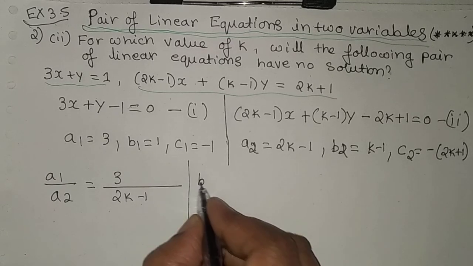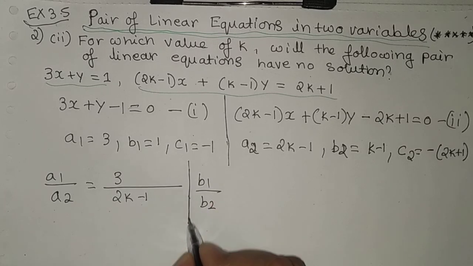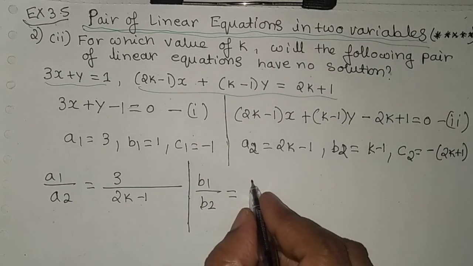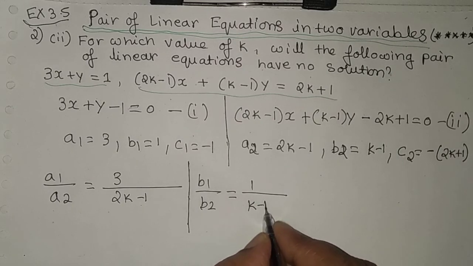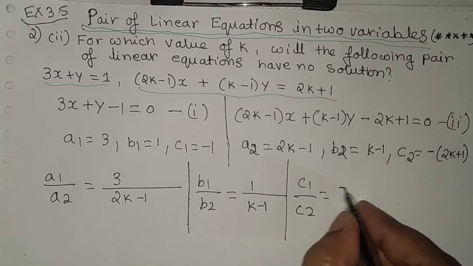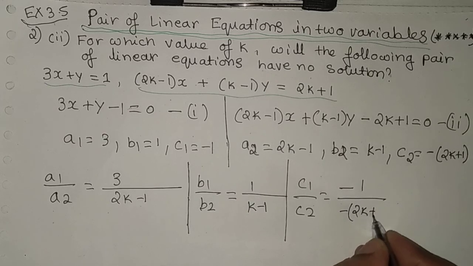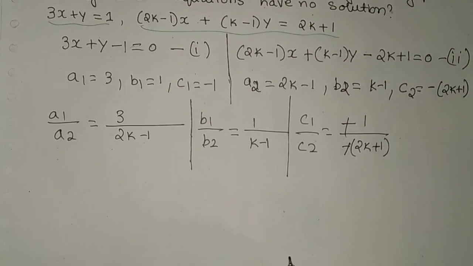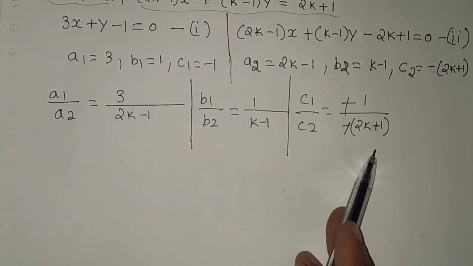So we have to write B1 by B2 next. B1 by B2 will be how much? That is 1 by k minus 1. Next is C1 by C2, which is minus 1 over minus 2k plus 1. So what happens? Minus minus cancels. So here we wrote A1, B1, C1.